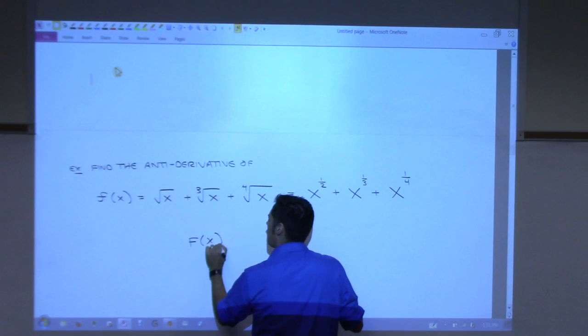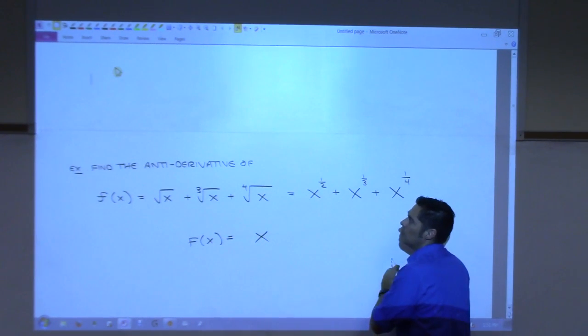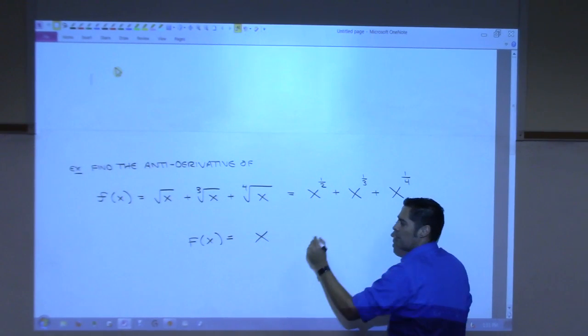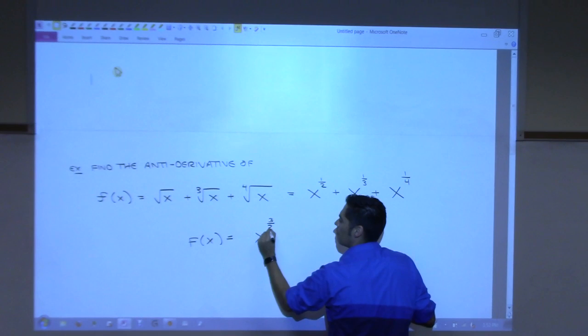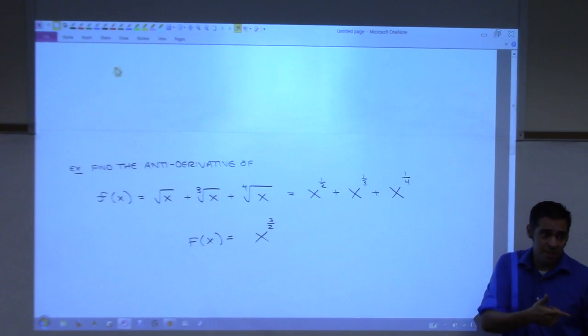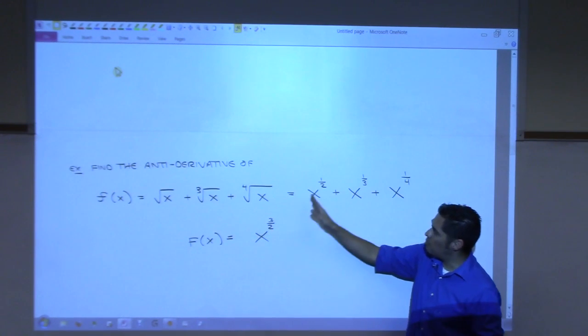So what do we know about this capital F of x? Can you tell me anything about that first term? It's got to be x to what power? 3 halves, because you just add 1 to this, right? 1 half plus 1 is 3 halves. Wait, wouldn't the front have to be 2? And then we have to consider, if this is it, let's try it. Take the derivative of this. Do we get that?